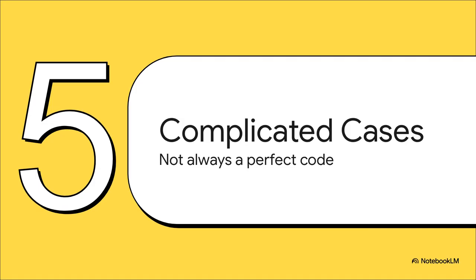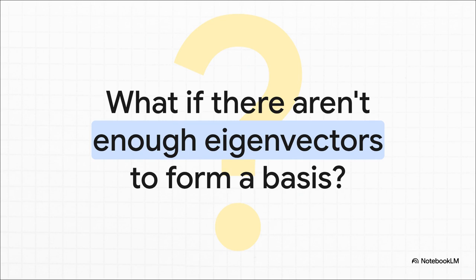Now, it would be great if every operator was diagonalizable. But sometimes the code isn't quite that clean. This is a real thing that can happen. Sometimes an operator is just stingy. It doesn't give you enough unique eigenvectors to build your entire special coordinate system. So what do you do then? Does this whole beautiful idea just fall apart?